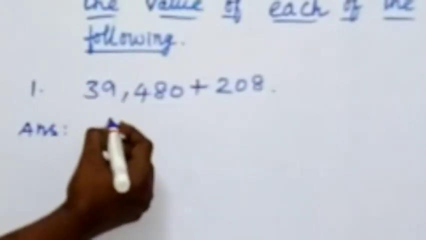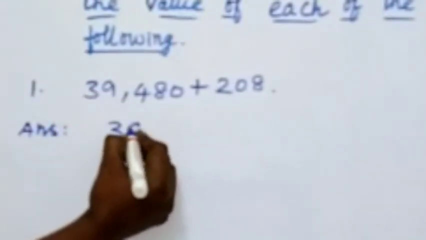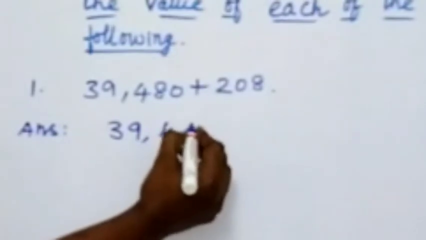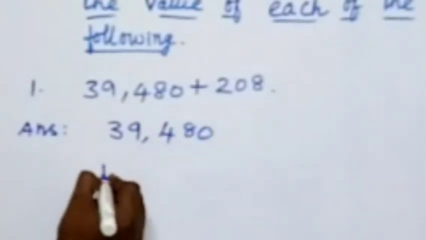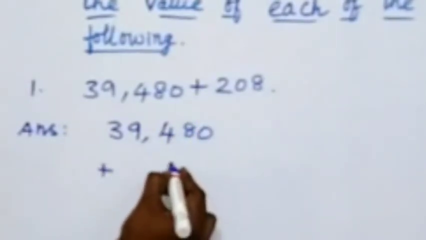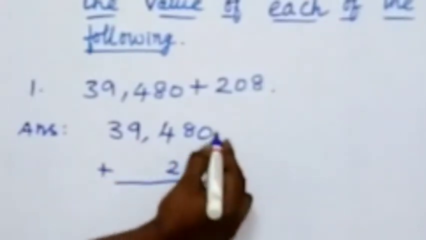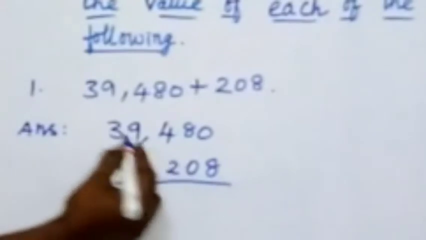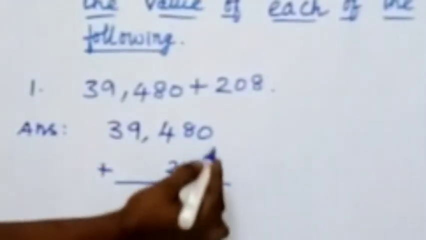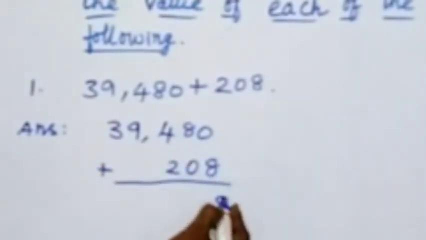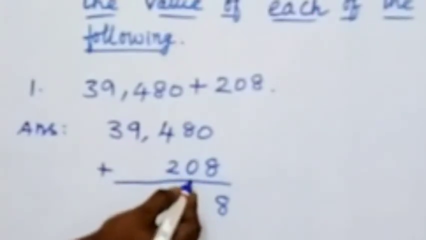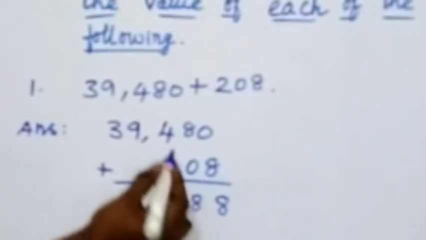39,480 plus 208. In the next line, write AN as answer below number 1. Then you have to do normal addition. 39,480 plus 208. Start from the ones place. 0 and 8. 0 plus 8 equals 8. Go to the tens place. 8 and 0. 8 plus 0 makes 8.